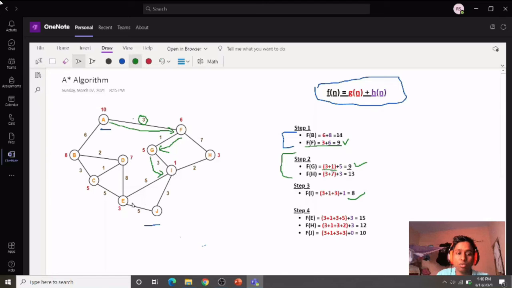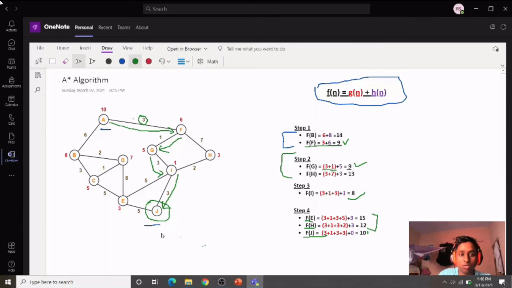For node I, nodes E, H and J, all three nodes are connected to the node I. So in step 4 I have found the value of f of E, f of H and f of J. f of J, as you can see, has a smaller value compared to the other two. So it means from node I we will move towards the node J, and this is also our target node. So it means we have found the shortest route from node A.